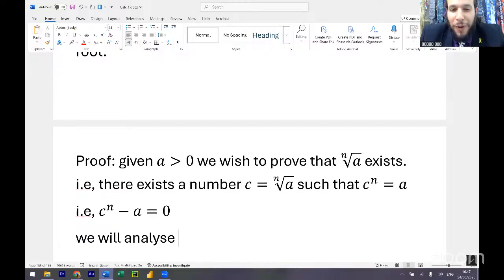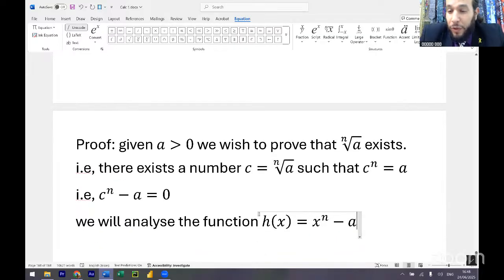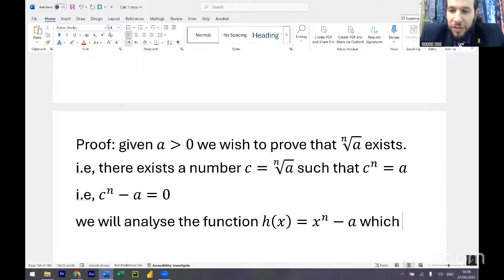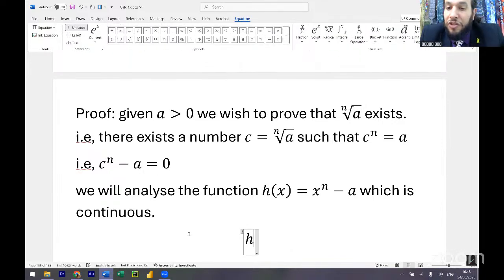Okay. So we will analyze the function h of x equals x to the n minus A, which is continuous. So what is h of 0?